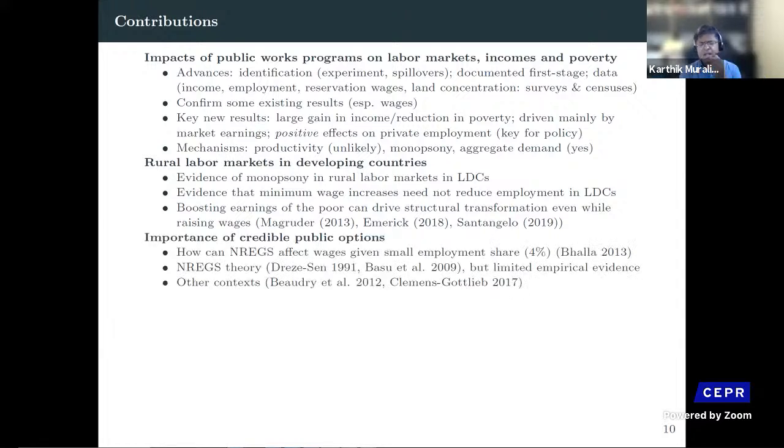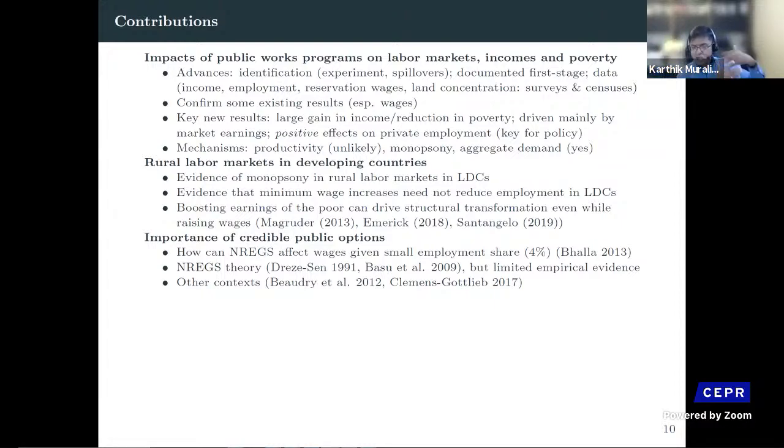So the other broader contribution here is the importance of credible public options. One of the big debates in NREGA has been, and people like Sujit Bhalla have written about this for over 10 years, how can a little tail wag this big dog? Because if you look at the employment share, NREGA is only 4% of rural employment on an all India basis aggregated over time. So how can this 4% possibly have big market effects? Theoretically, we've known that what matters is not the market share, but the credibility as an outside option. The credible outside option just changes how you negotiate, even if on the equilibrium path you don't use it that much.